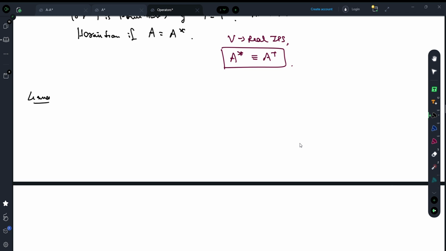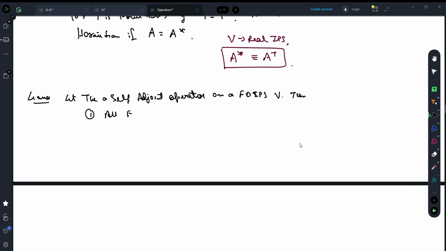So the lemma says that for self-adjoint operators, the eigenvalues are all real. Okay. The lemma is: let T be a self-adjoint operator on a finite dimensional inner product space V. Then number one, all eigenvalues are real.